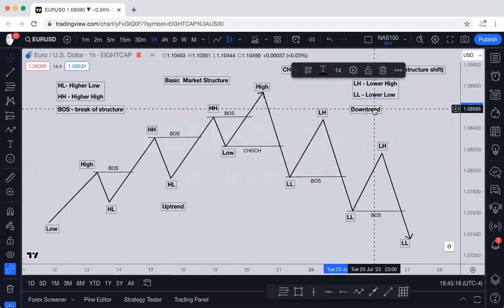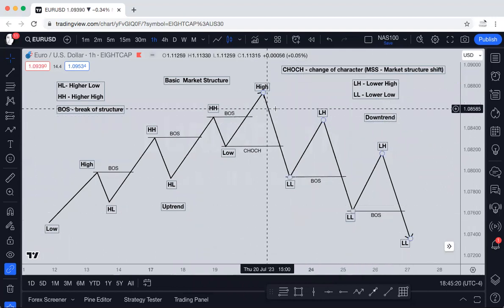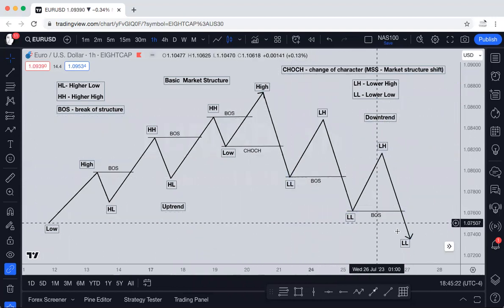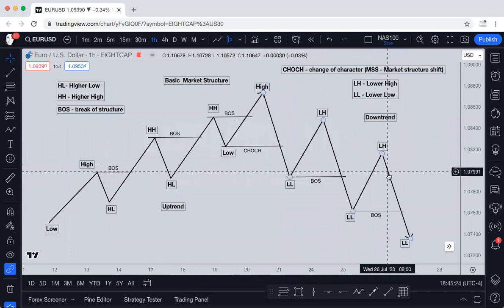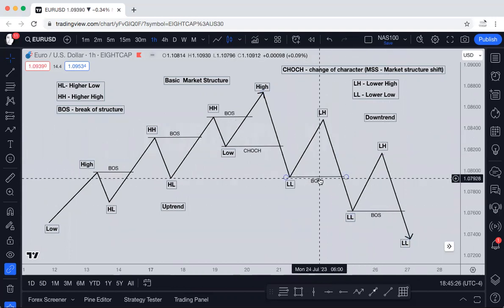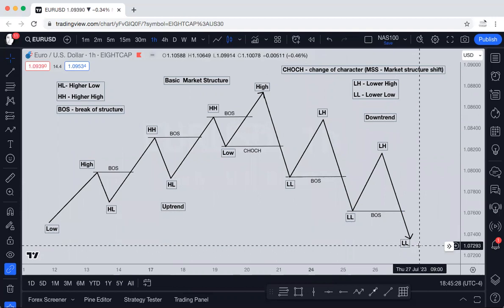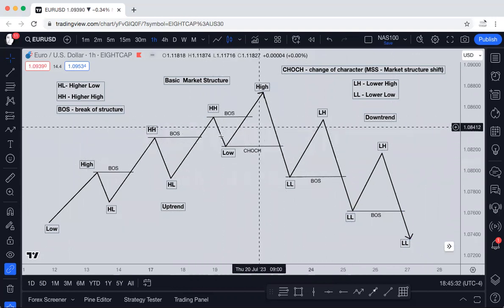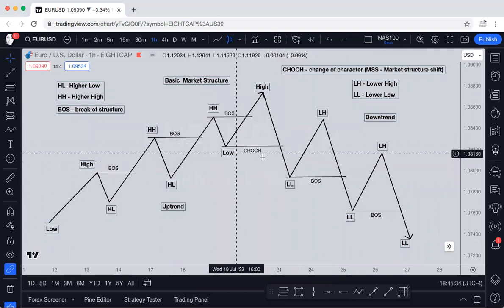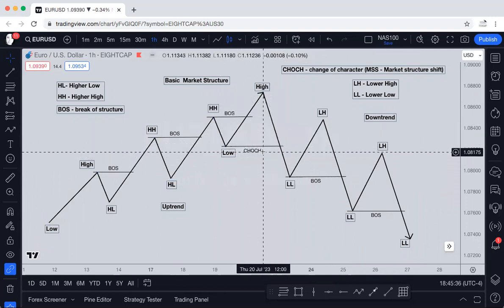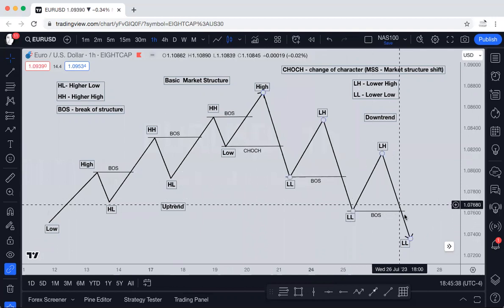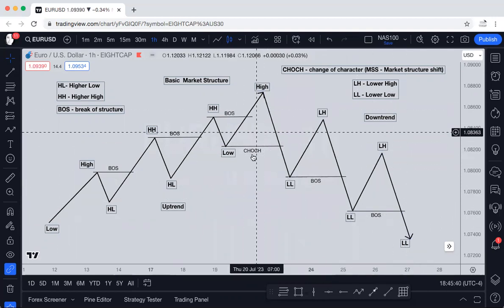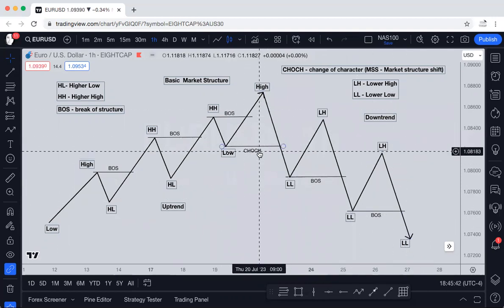Okay. So if someone asks you, hey, how do you know it's a downtrend? You're creating a series of lower lows and lower highs, and you're seeing continuous breaks to the downside. Okay. Your first break against your trend is called change of character. After you get continuous breaks, you can just call them break of structure. It gets its own fancy name because it was the first one. Okay.